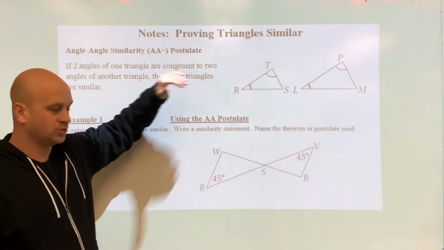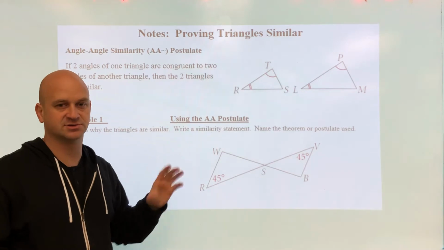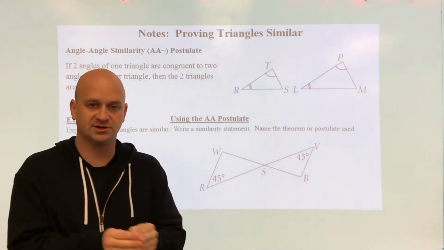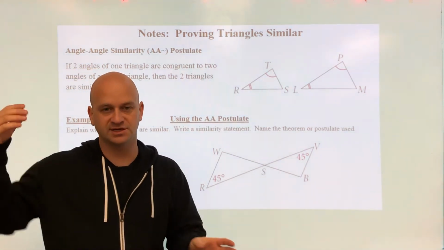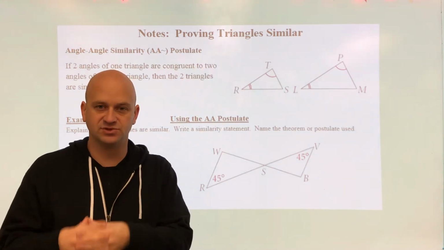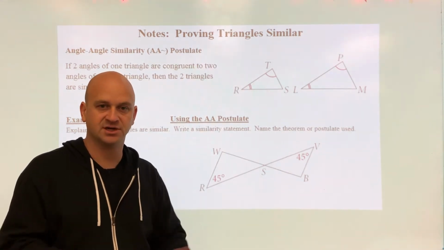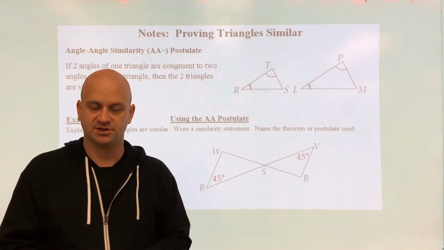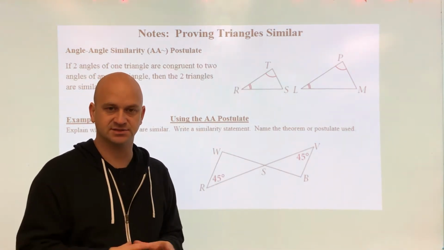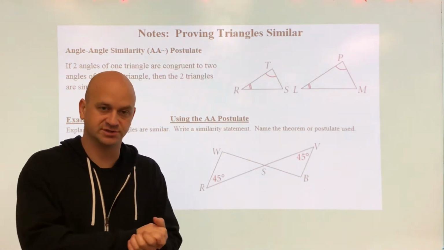So the first way to prove triangles are similar is through angle-angle. If you have two congruent angles in a triangle, and in a second triangle you have two congruent angles that match the first, the triangles are going to be similar. Now the triangles can be different sizes, which is why this isn't used for congruence, only similarity.